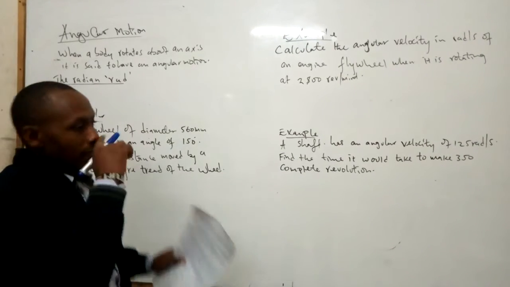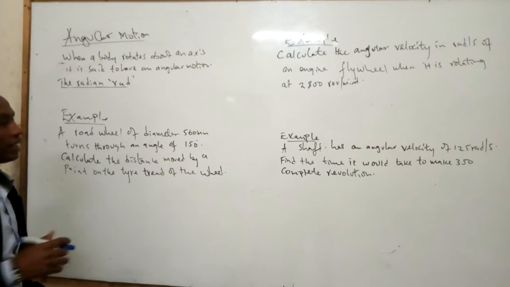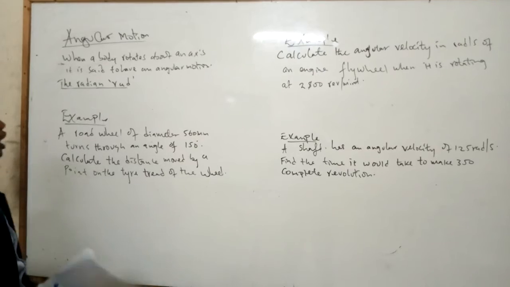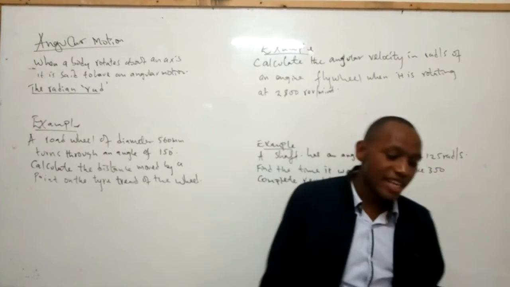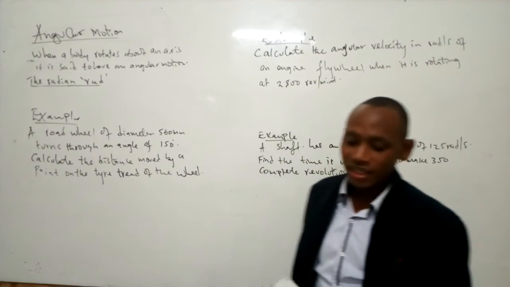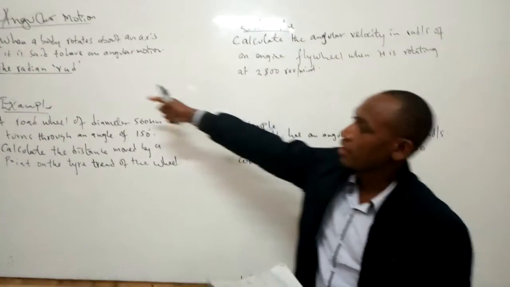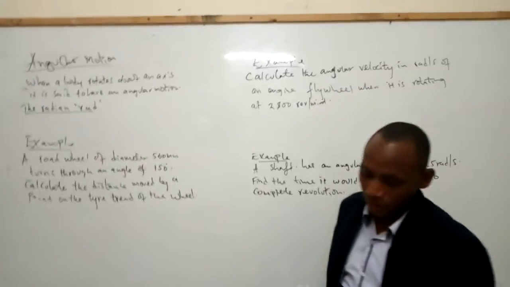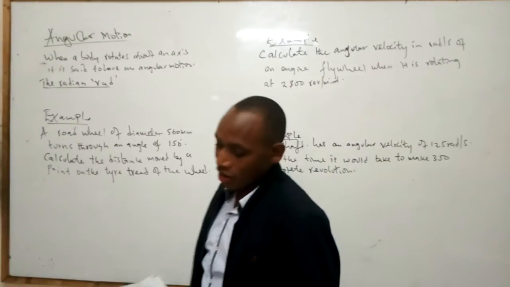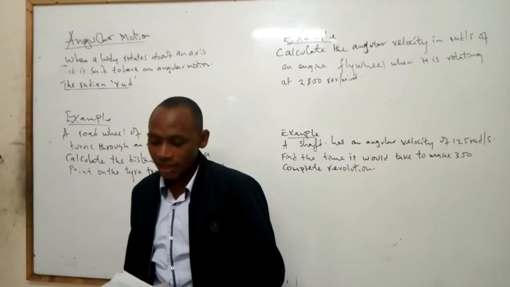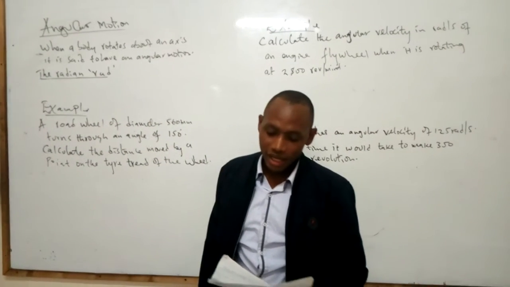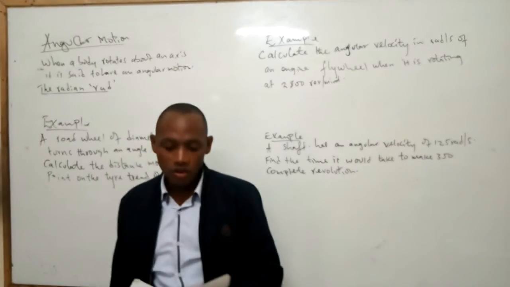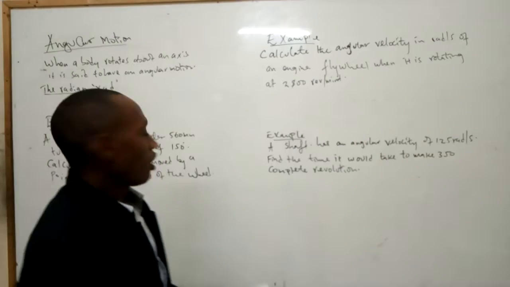Now, let us look at the radian, denoted by rad. The radian is the SI unit of angular displacement. It is the angle subtended at the center of the circle by an arc whose length is equal to the radius of the circle.